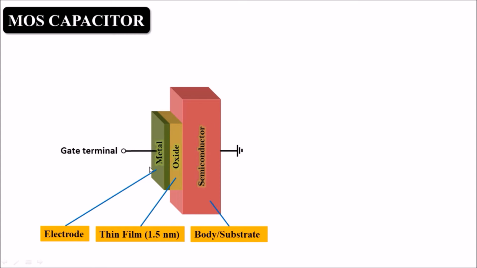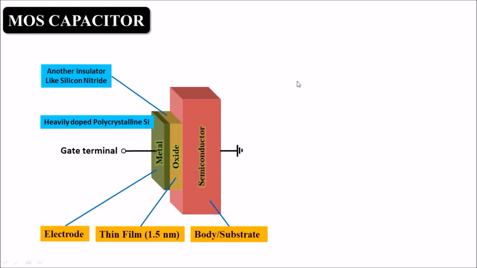But metal and oxide were used in this capacitor before 1970. After 1970, in place of metal, people started using heavily doped polycrystalline silicon. This polycrystalline silicon can withstand very high temperature and it will not react with silicon oxide. And in place of oxide, they started using silicon nitride. But even after replacing the metal and oxide, we are stuck with its generic name, MOS capacitor.